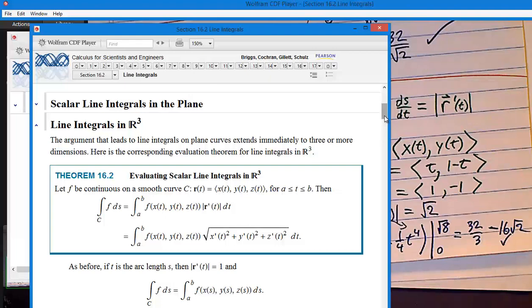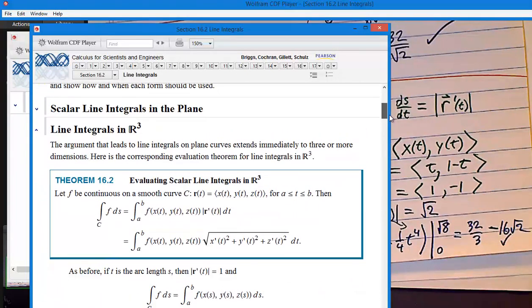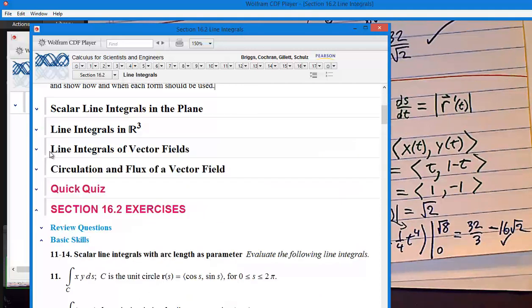Are there nice pictures in this section? I don't think so. I don't remember any good ones. Okay, so I'm going to skip that and move on to the next part.